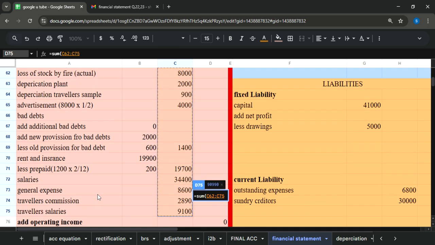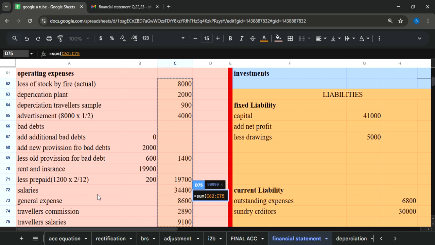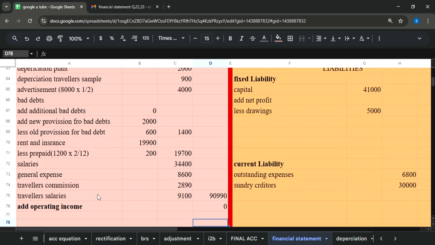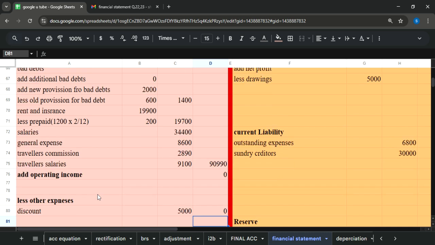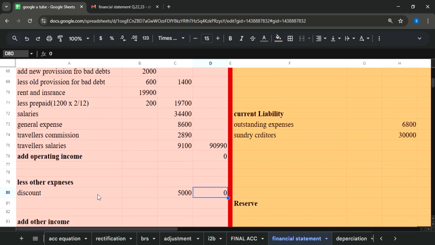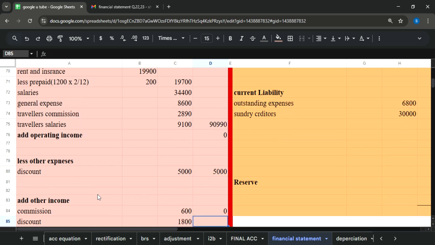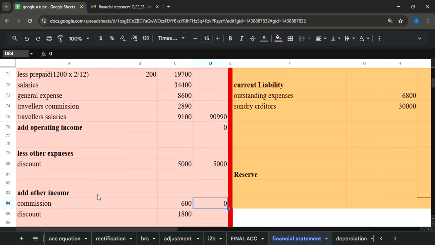Look at this, a big detailed list of operating expenses. All operating expenses are calculated, and the next is your other expense. Operating income is not present, so you can mention 0. Then we have other income. There are 2 other incomes, so simply we will add both and get other income as well.